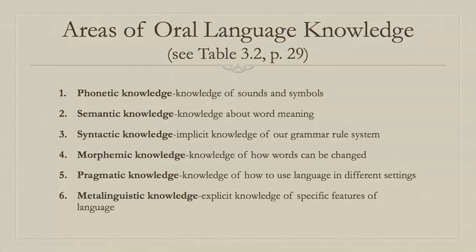Morphemic knowledge also has to do with types of words, words that are verbs versus words that are nouns, or if they're used in a certain way, maybe a word that is a noun could be used as a verb, and so on. So it has to do with the structure of words, but also how words are used because of the category that they belong to.